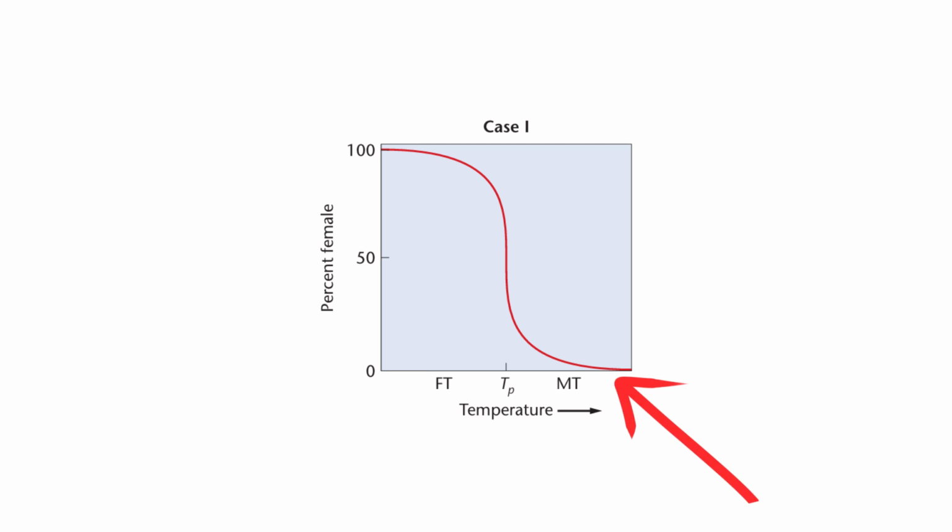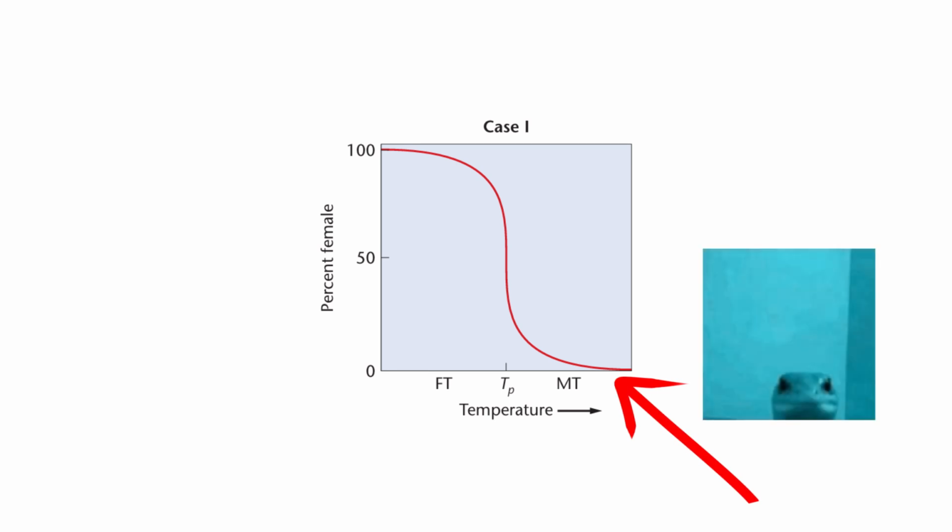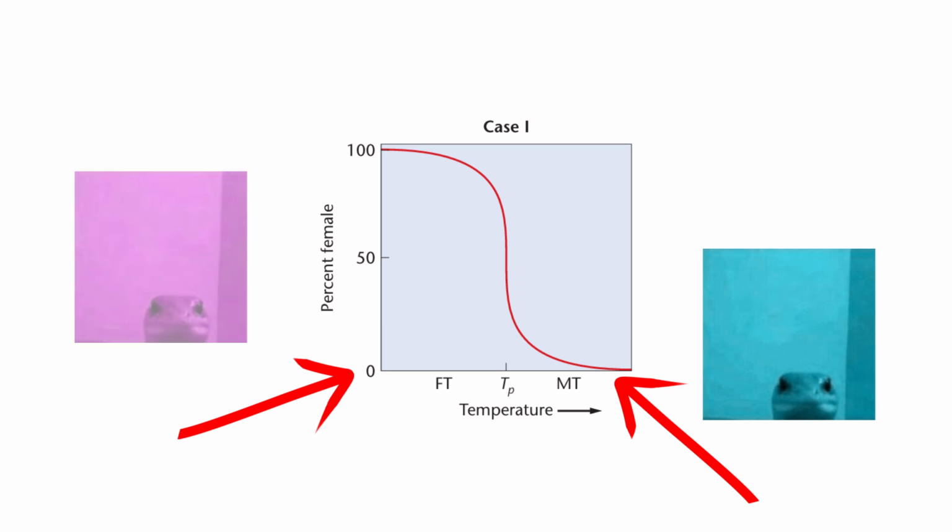For example, take case 1 from the textbook. At the highest temperature range, the offspring turn out 100% male. Then, as temperature decreases, the scale rapidly reverses, and suddenly, all the offspring turn out female. At the pivotal temperature in the center, which sometimes only spans less than a degree, the offspring could become either male or female.